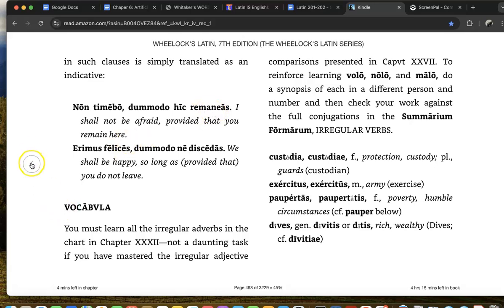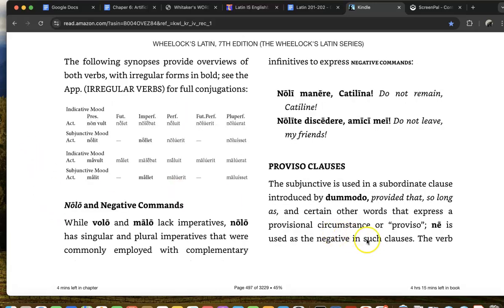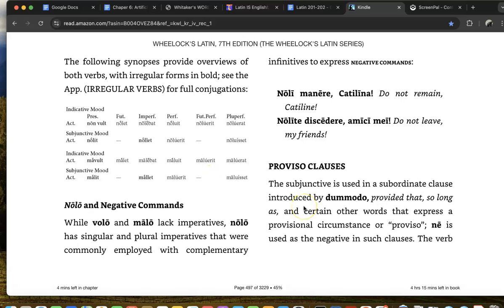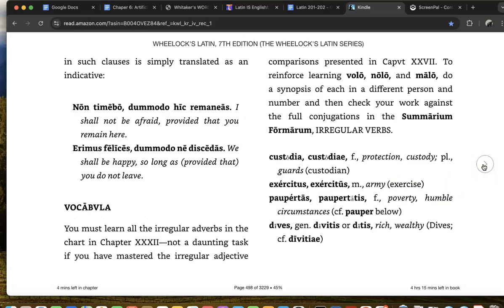As your book points out, even though we have the verb in the subjunctive, it says the verb in such clauses is simply translated as an indicative. So in other words, just how we normally would think of language. So it's in the subjunctive, but we often translate it using the indicative as the main mood.